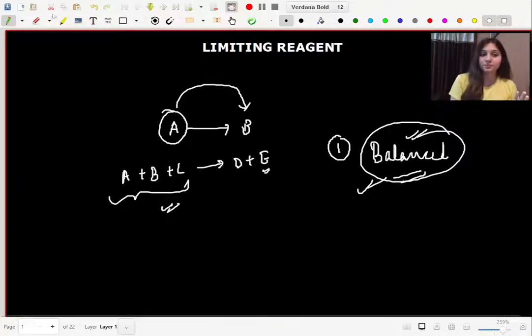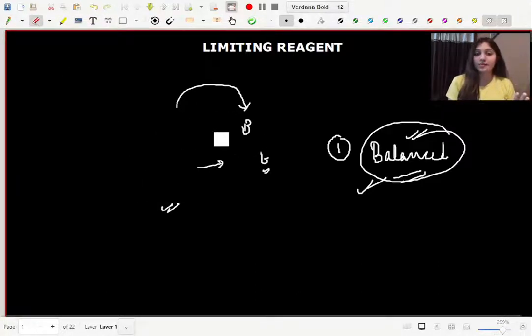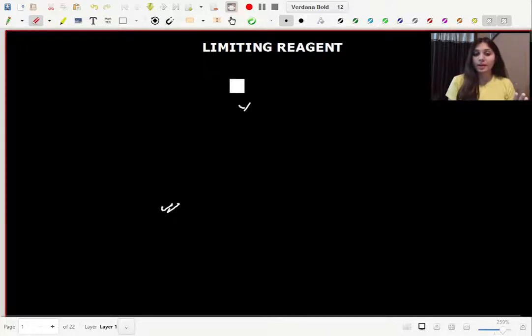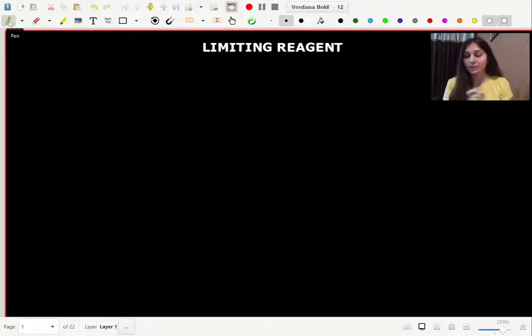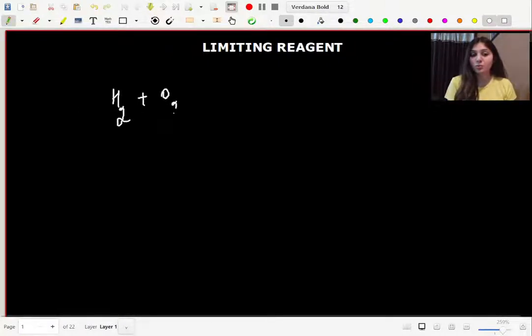So let's do that. Let's say I have an equation with me, and I have to find a limiting reagent out of it, and hence find the product. So let's say my reaction is H2 plus O2 gives H2O. The first thing I notice is that the reaction is not balanced, so I have to balance it. So 2H2 plus O2 gives 2H2O. Now this equation looks balanced.